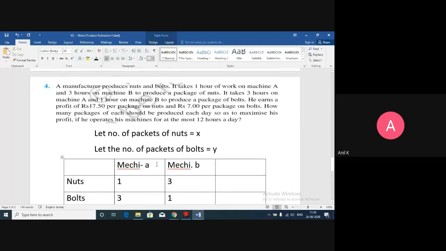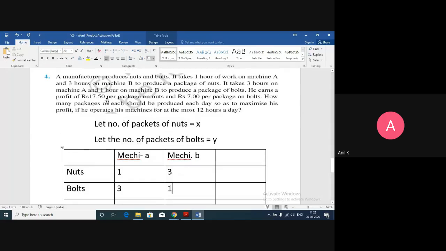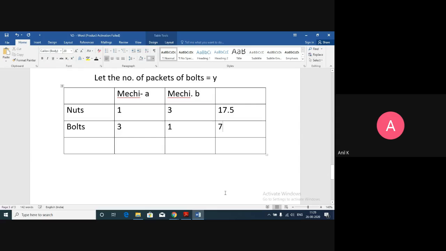Next, what is the profit given? 17.5 rupees on nuts. So here I put 17.5 rupees on nuts. On bolts, it will be 7 rupees. See, I'm not writing 17.5 and 7 under the machines, because if I write it there, this will give me the profit of machine A and profit of machine B, but that's not given in the question. Profit of nuts, so I have to put it against the nuts only, and the profit on bolts, so I kept it against the bolts only.